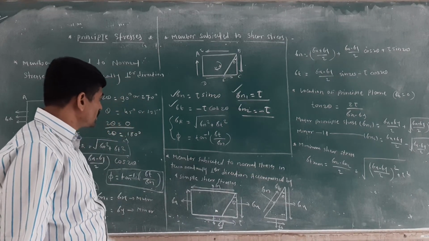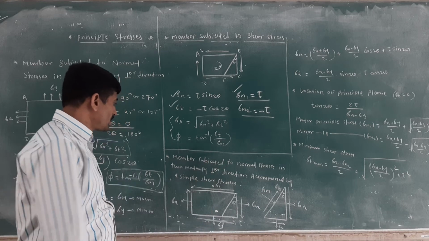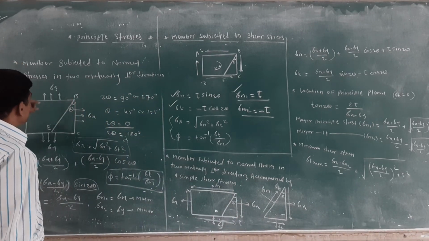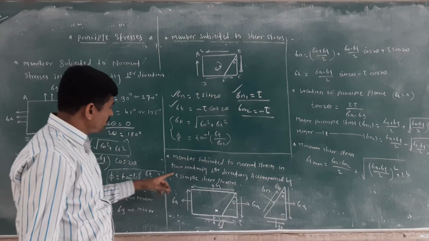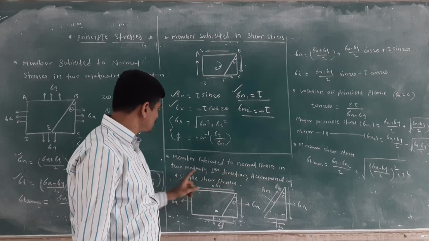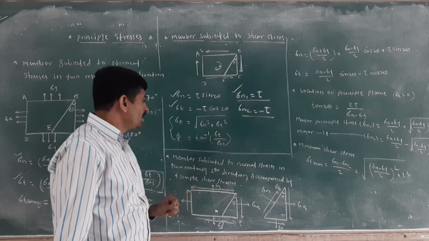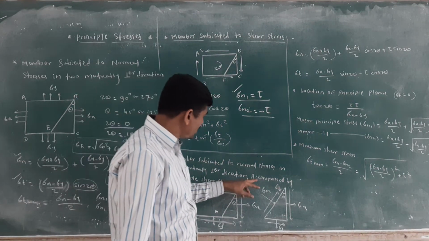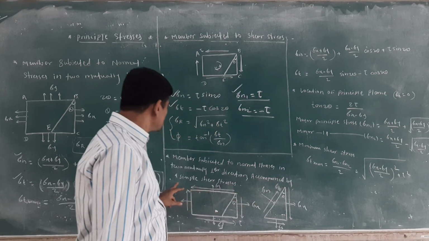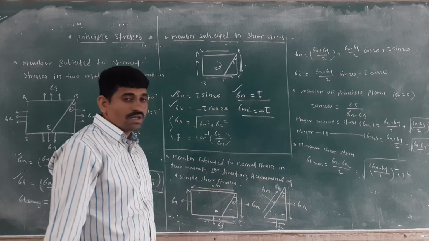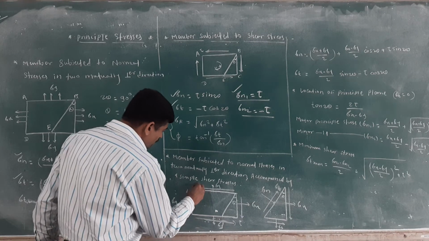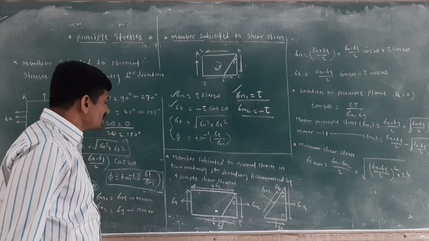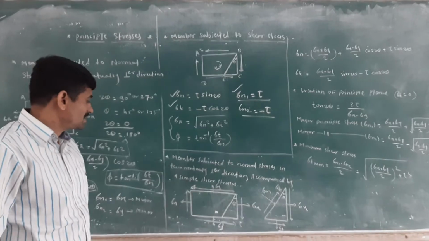Normal stresses in two mutually perpendicular directions. Up to this, the first derivation is the same, right? Meaning is the same. Member subjected to normal stresses in two mutually perpendicular directions. But here an additional thing is that it is accompanied by simple shear stress, which means it is the combination of normal stresses as well as shear stresses.